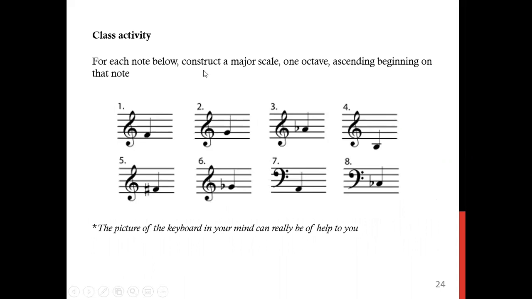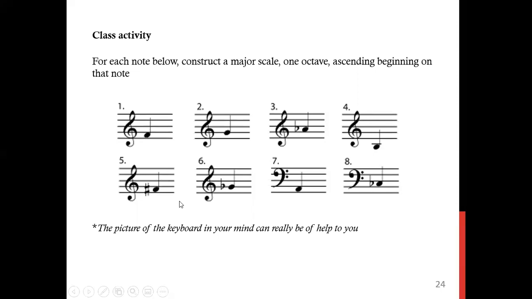For each note below, construct a major scale, let it be one octave, ascending, beginning on that note, all right? So from here, you must end on the next octave. Remember, the octave is the note that doubles the frequency, that doubles the pitch of the first one, okay? So that's what you're doing.